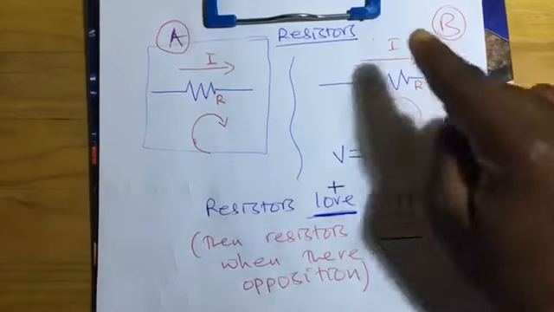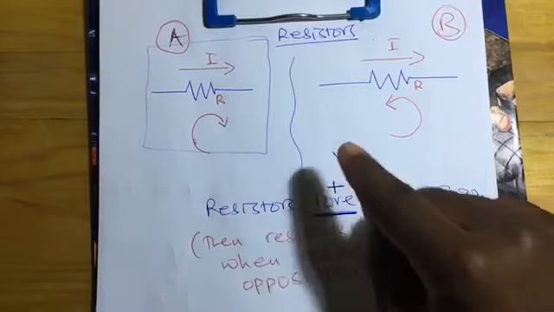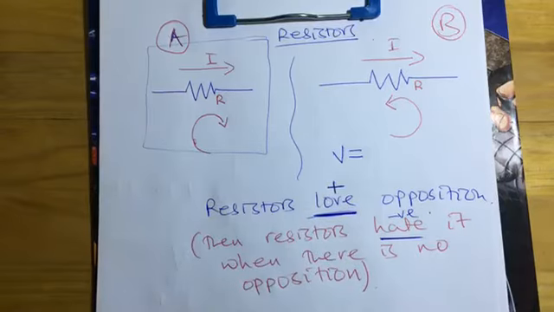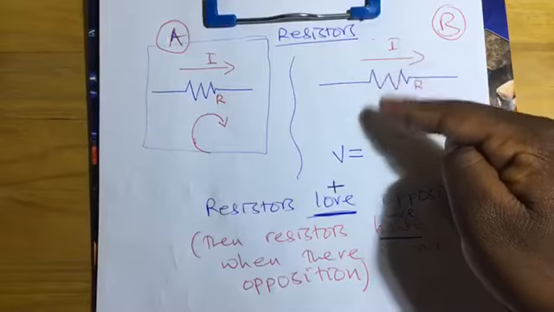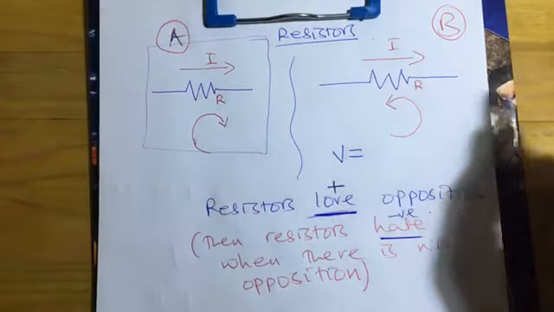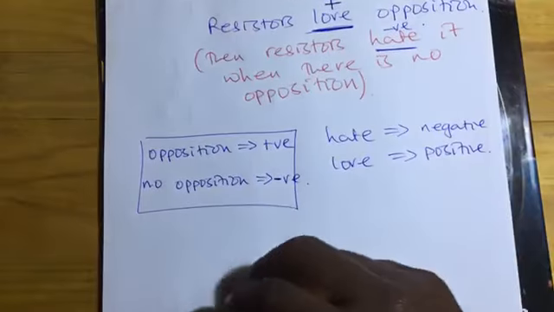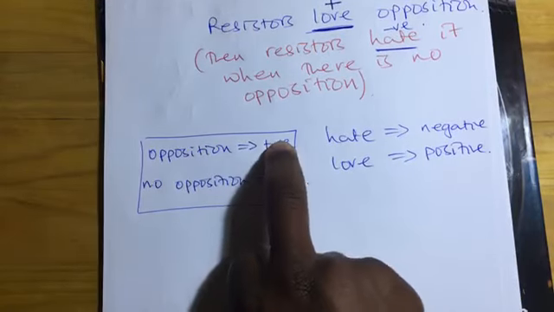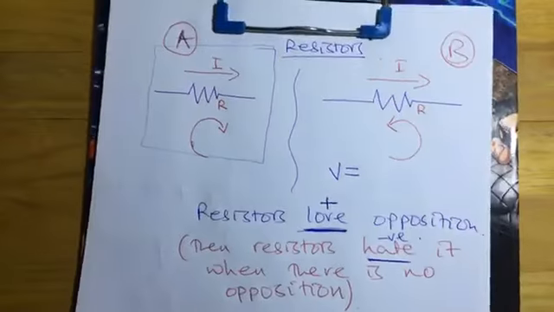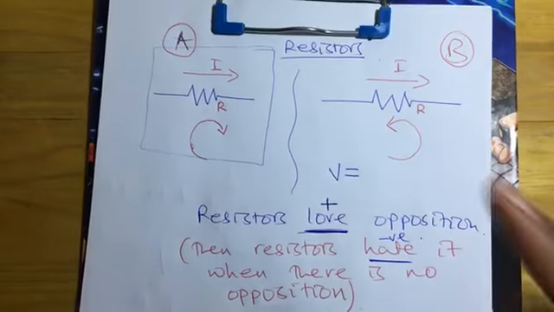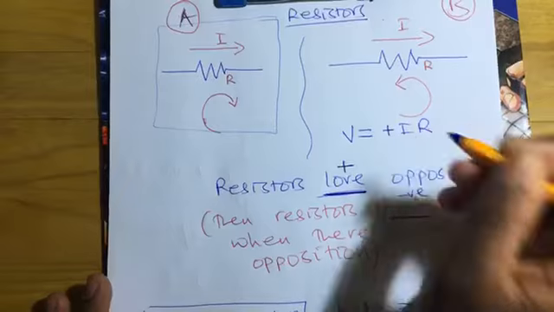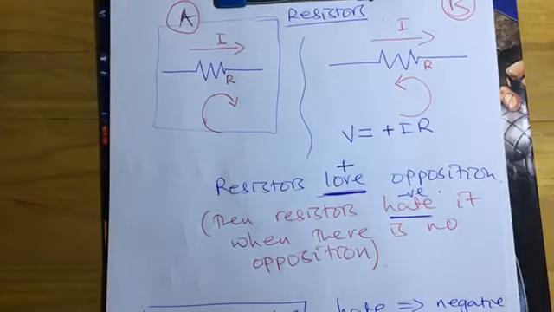Remember, resistors love opposition. Because there's opposition here, is the sign for the voltage going to be positive or negative? If you see opposition, just know that the sign should be positive, okay? Resistors love opposition. So whenever you see opposition, just know that that voltage should be positive. So this is going to be positive IR. You get?